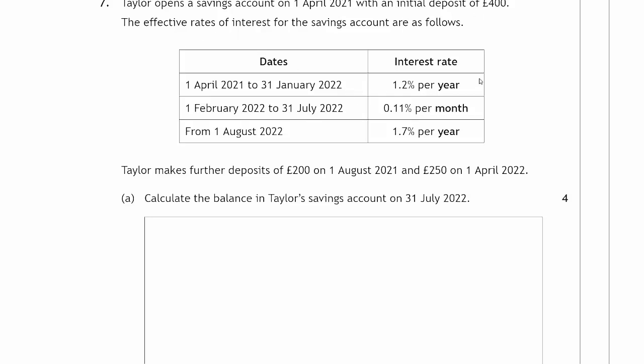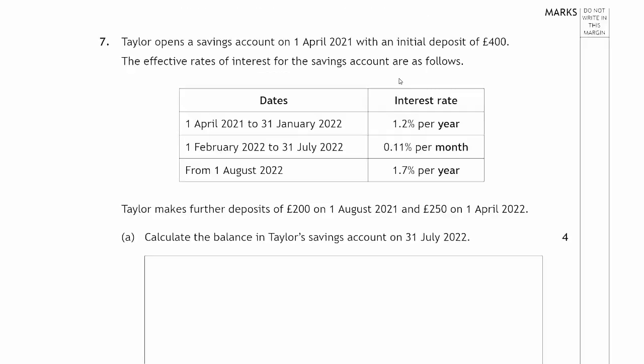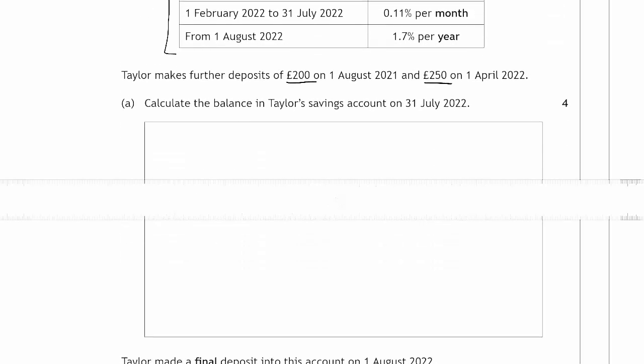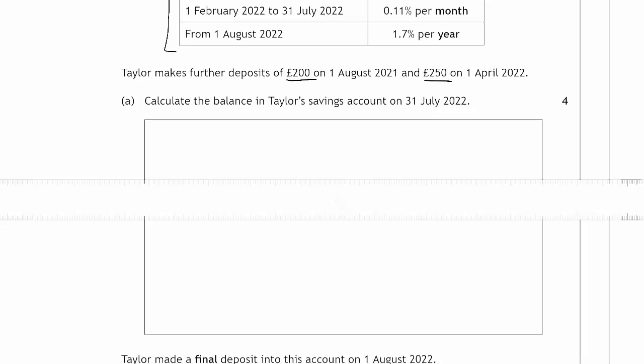You've got Taylor, and it's got a savings account 1st of April, and initial deposit of £400. What we've got down here is all the different interest rates and the duration when they come into effect. Taylor makes another deposit of £200 and then another one of £250. So again, I'm just going to draw a wee timeline. Give me some space at the top and some space at the bottom.